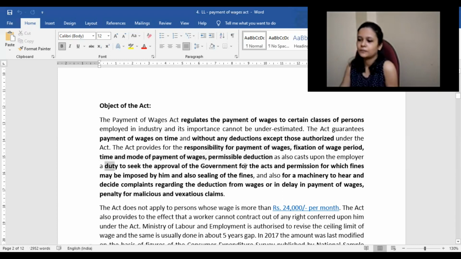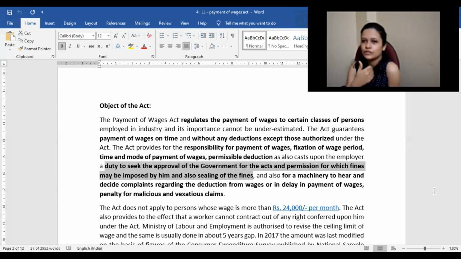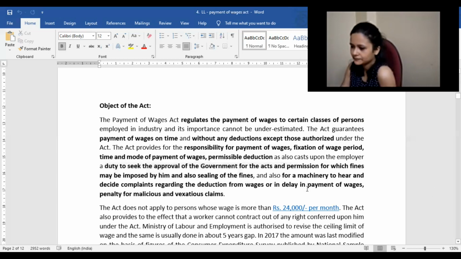Duty to seek approval from the government for the acts and permission for which fines may be imposed. If you want to impose a fine with regard to certain acts done by the employees, wherever you can impose a fine, you need to take permission. What will be the amount of fine, the maximum fine you can impose, all that will also be applicable.